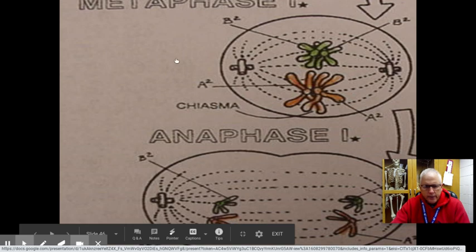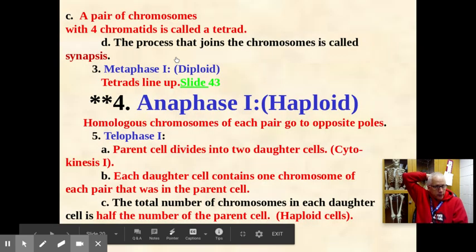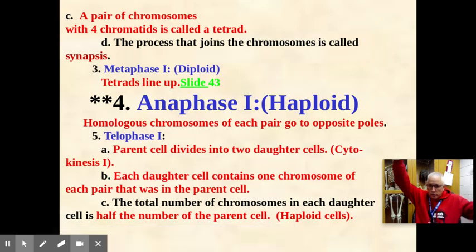Here's where it gets different, okay? And you'll notice in my notes there, I made it huge in big print. Put a star beside it, circle it, underline it, do whatever you need to do. This is the phase that makes meiosis different than mitosis, okay? So in anaphase 1, I'm going to go from a diploid number to a haploid number.